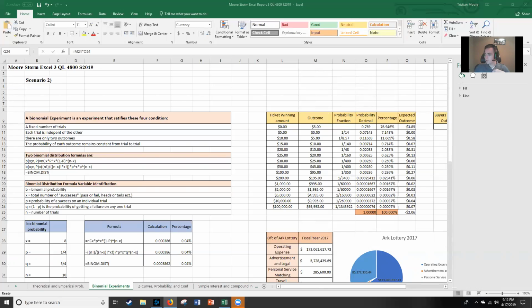All right, so for scenario number 2, binomial. Define the relationship between binomial distribution and normal distribution. So for a binomial experiment, we need a fixed number of trials, each trial has to be independent of one another, and there can only be two outcomes. The probability of each outcome must remain constant from trial to trial.